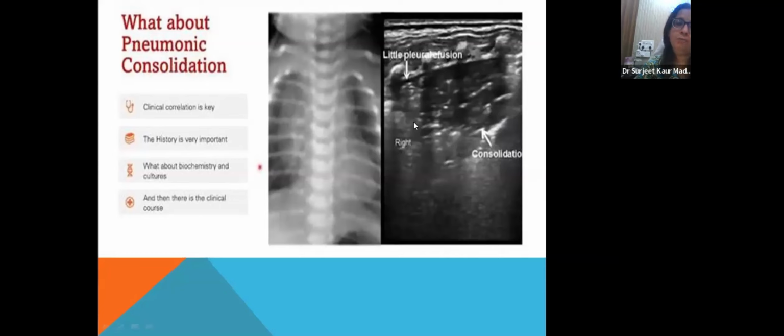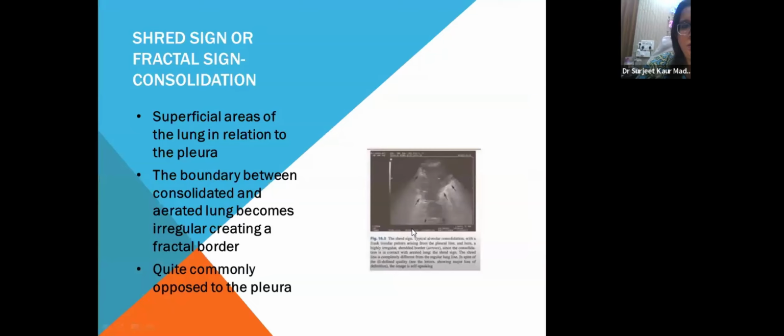And you even have to correlate the history of the patient. How is the sepsis screen? How are the blood cultures? How is the biochemistry? Then you can correlate and then decide. But the shred sign is definitely pathognomonic of pneumonias in your babies. So you have pleural abnormalities with the shred sign, and definitely more B lines are seen in pneumonias.